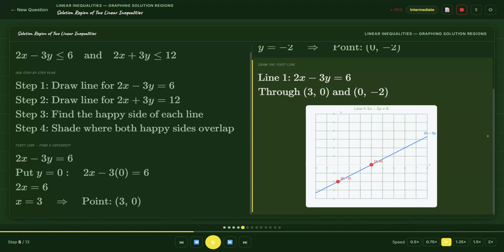Now we connect our 2 points to draw a nice straight line. This line goes through 3, 0 and 0, negative 2. We draw it solid because the rule has a less than or equal to sign.